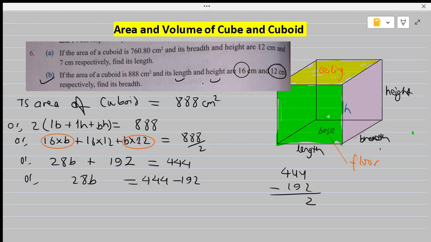422, is it? So 14, you take care of 14 minus 9, 5, is it? And for that, the remaining 3, 3 is 2, is it? So 28b is equal to 252, is it? And now b is equal to 252 divided by 28, is it?